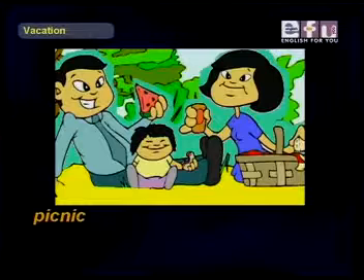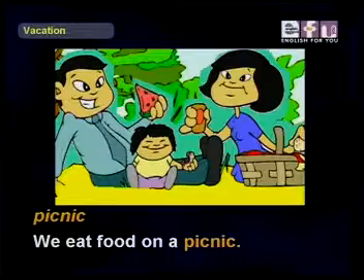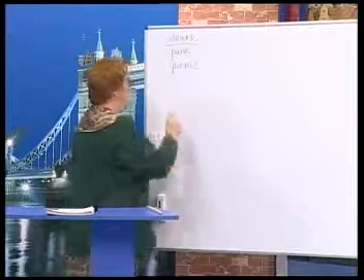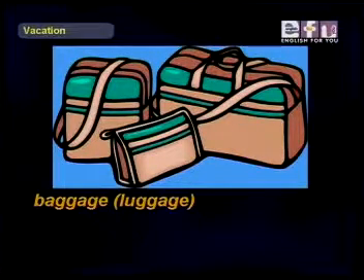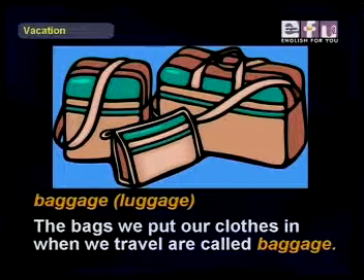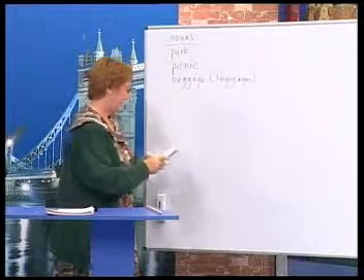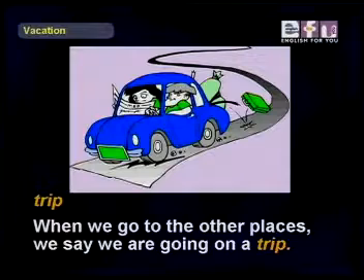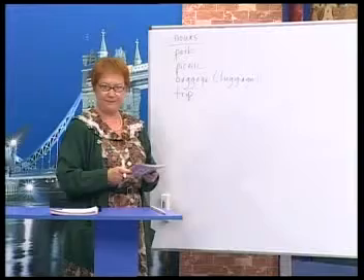The next one is picnic. We eat food on a picnic outside, in a park, for example. The next one is baggage or luggage. The bags we put our clothes in when we travel is called luggage or baggage. Okay, our bags. Trip is the next one. When we go to other places, we say we are going on a trip. Okay?